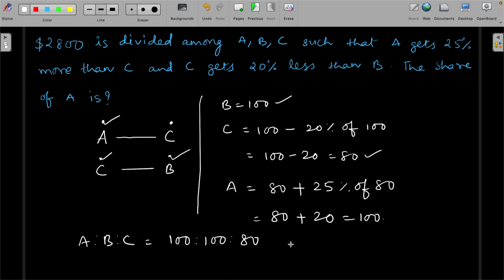Now we need to find out the share of A. What is the share of A? A's share is 100 by 100 plus 100 plus 80 into 2800. If you solve this, you will get 1000 as the answer.